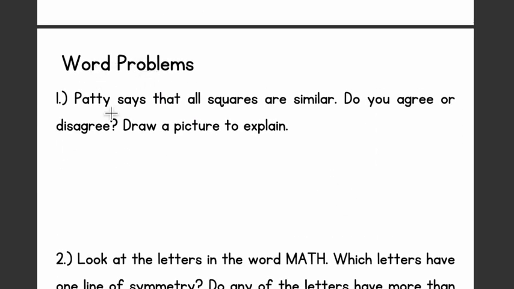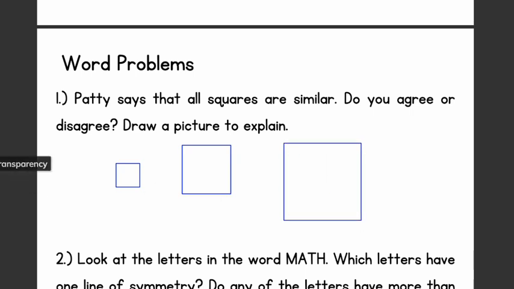Word problems. Number one, Patty says that all squares are similar. Do you agree or disagree? Draw a picture to explain. So let's draw some squares of different sizes. And we see that all of them have the same shape regardless of their size. So no matter how big or small they are, they have the same shape. So they will always be similar. So we would agree.